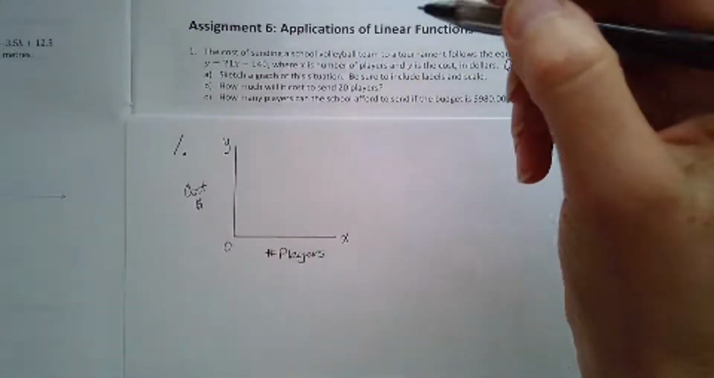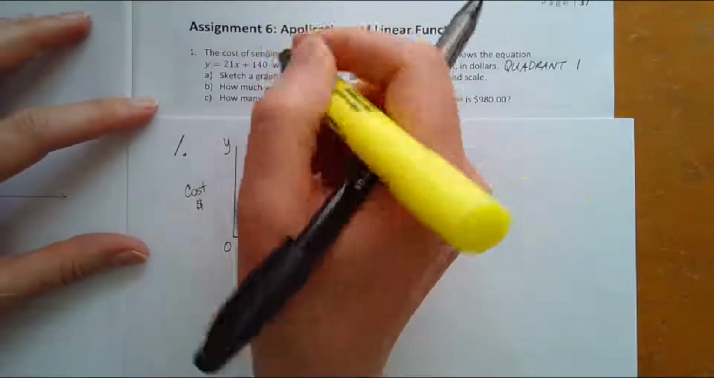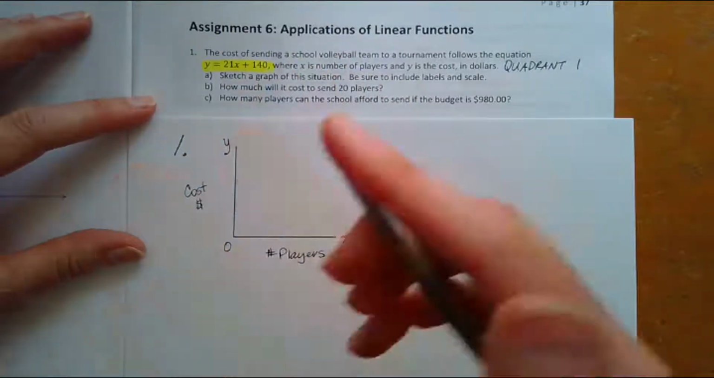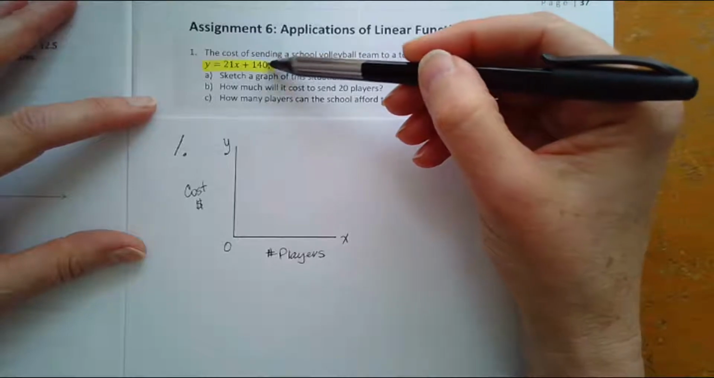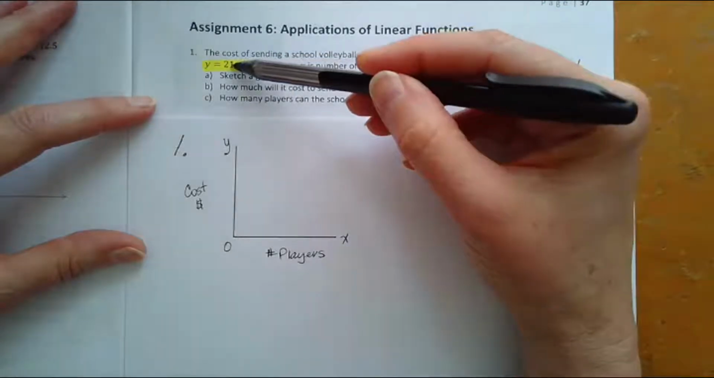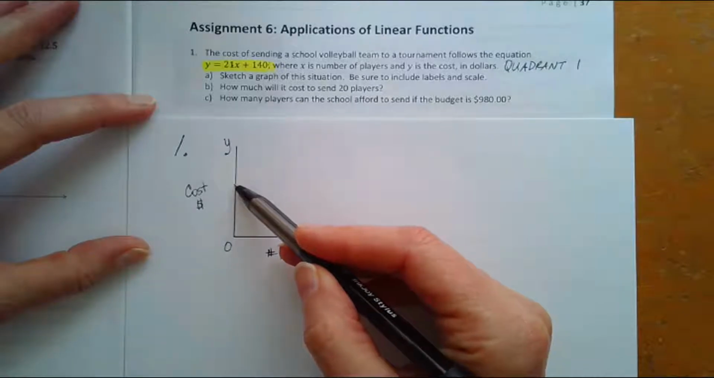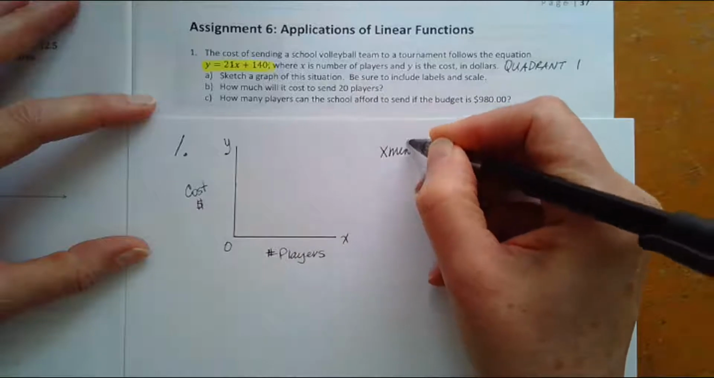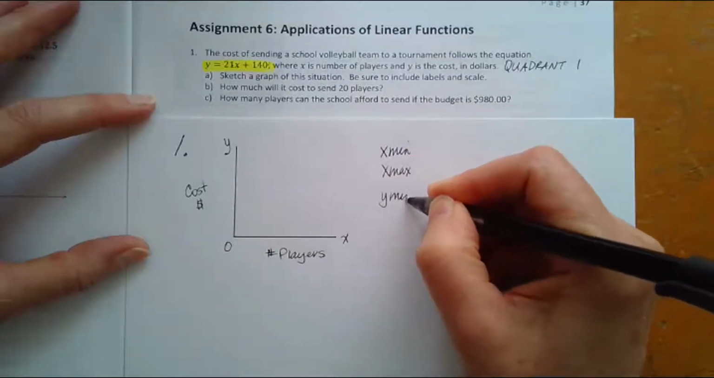And what else do I know about the function? Well, if I look closely at the function, y equals 21x plus 140, I know that this is the y-intercept and it's positive. So that means this graph has a y-intercept of 140 and it moves up. That tells me a little bit about the windows already, right? X min, X max, Y min, Y max.